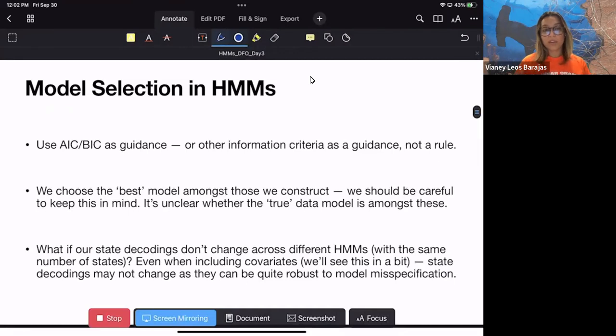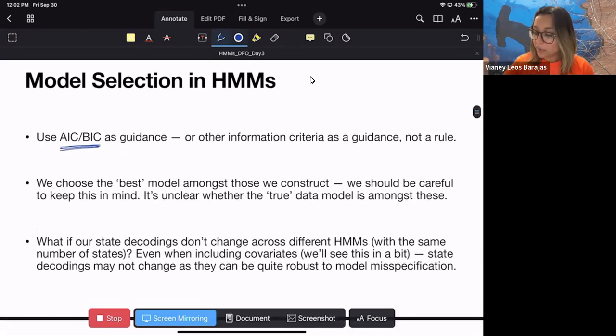So overall, for model selection in hidden Markov models, we are always going to look to information criterion at its best as a guidance. It's not going to be treated as a rule. It's simply going to guide us into relatively better models and relatively worse models for our data. We choose the best model amongst those we construct, and we should really be careful to keep this in mind. It's going to be unclear whether the true model is amongst these that could have generated our data.